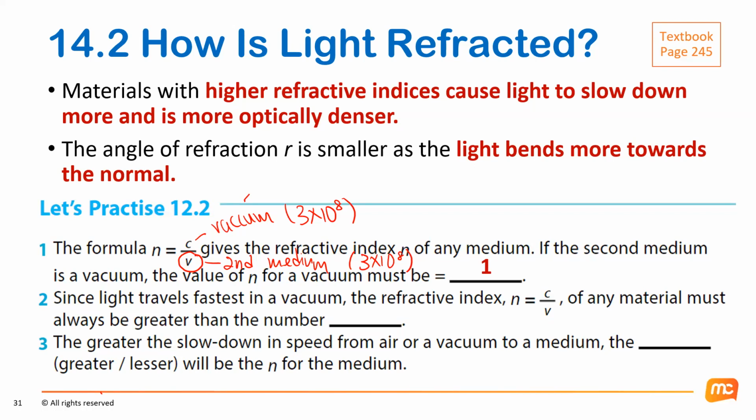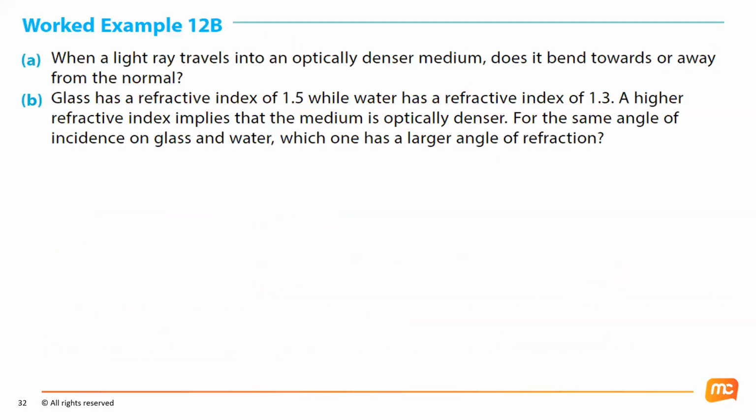Second question, since light travels fastest in vacuum, n equals c over v must always be greater than 1. Nothing can be greater than 3 times 10 to the power 8, so it's always a bigger number divided by a smaller number. You cannot get anything less than 1. Next one, the greater the slowdown in the speed of light, what will it be for the refractive index? You should know the refractive index is a ratio of how many times it will be slower. So the slower it is, the greater the refractive index.